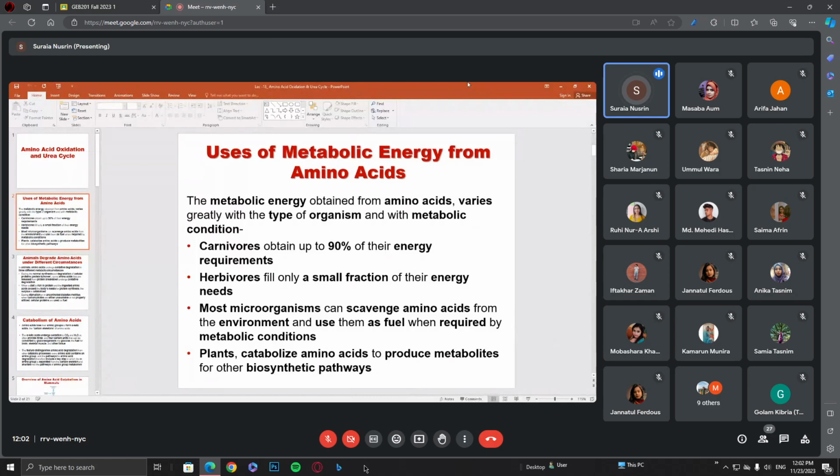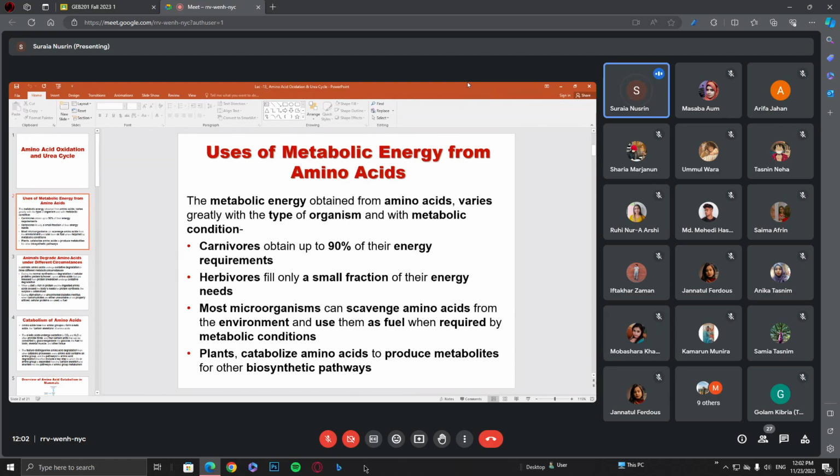If we talk about microorganisms, they are the ones at the very beginning of metabolism. If you remember, there are microbes which are able to fix atmospheric nitrogen, and eventually that nitrogen is used to synthesize ammonia, and from ammonia they can synthesize amino acids. Even some microbes are able to scavenge amino acids from the environment. And whether they utilize the amino acid as fuel obviously depends on the metabolic condition of that microbe.